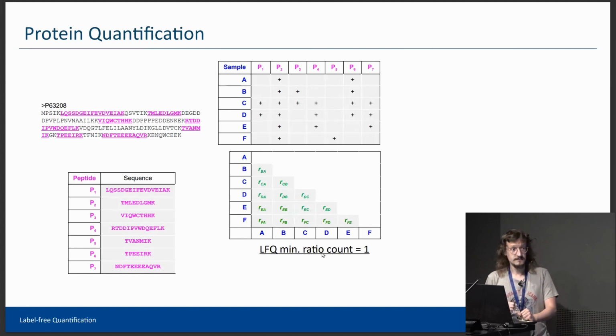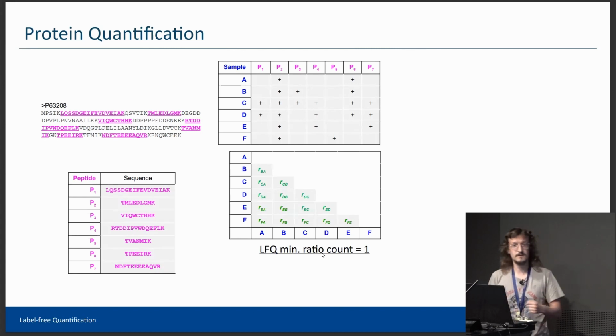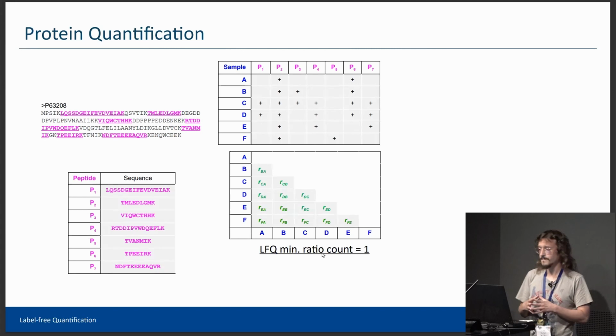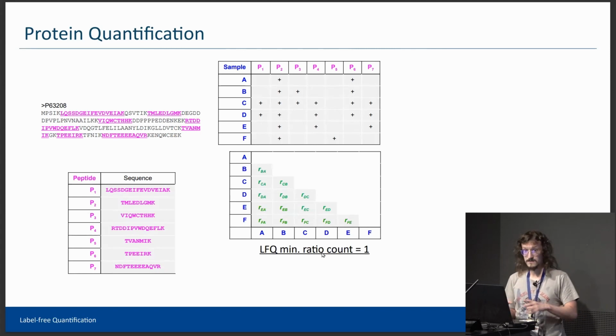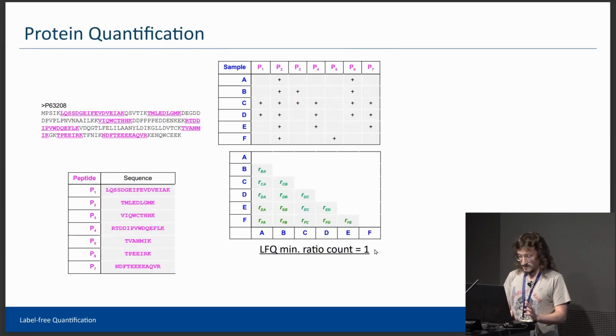This is done when you set minimum ratio count equal to 1. This is a parameter that you will also see tomorrow in the MaxQuant practical part. It is kind of important because it allows you to choose between quantity over quality. I'll explain now. For example, this happens when you set minimum ratio count to 1.